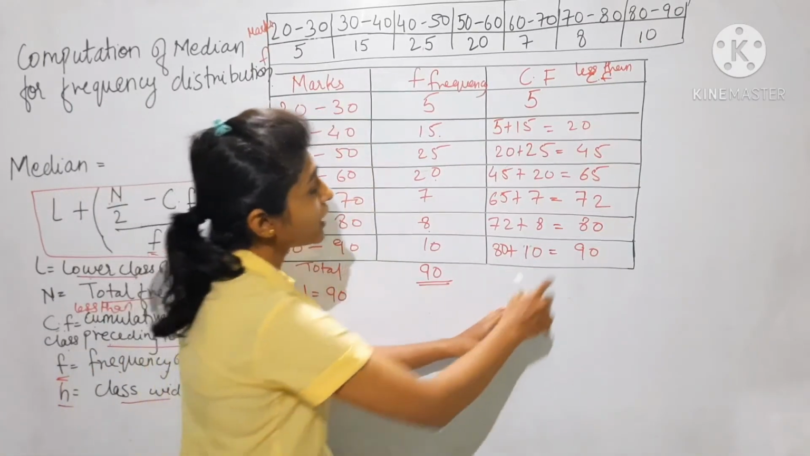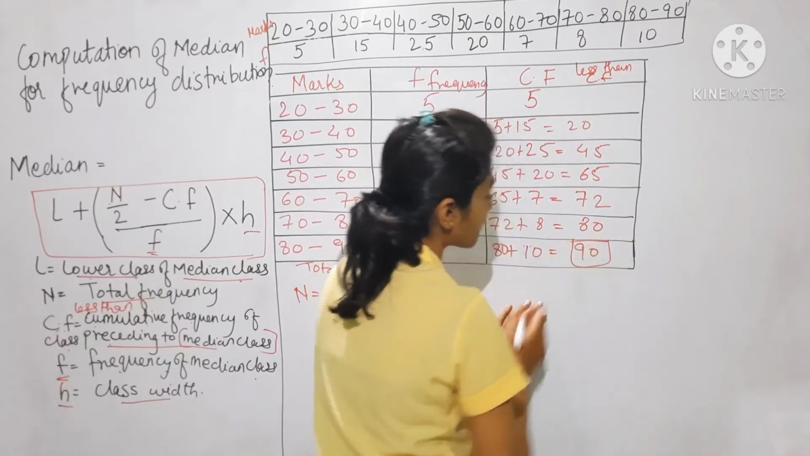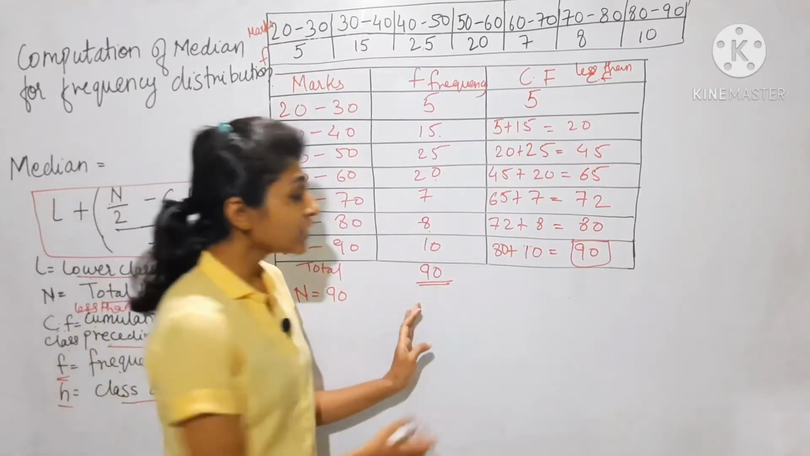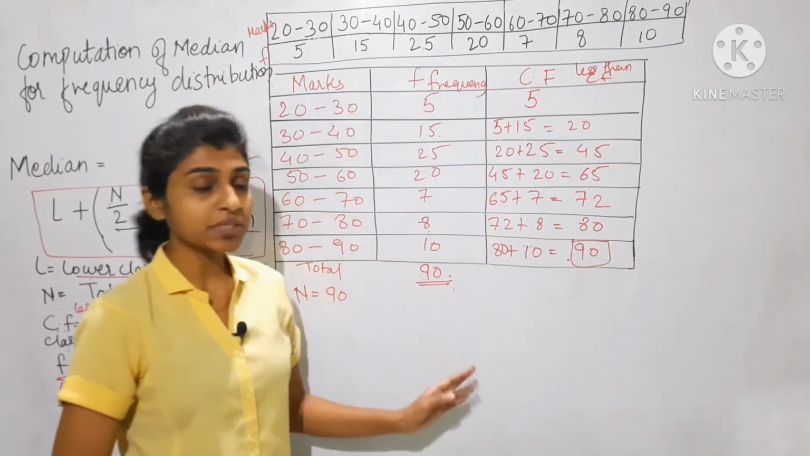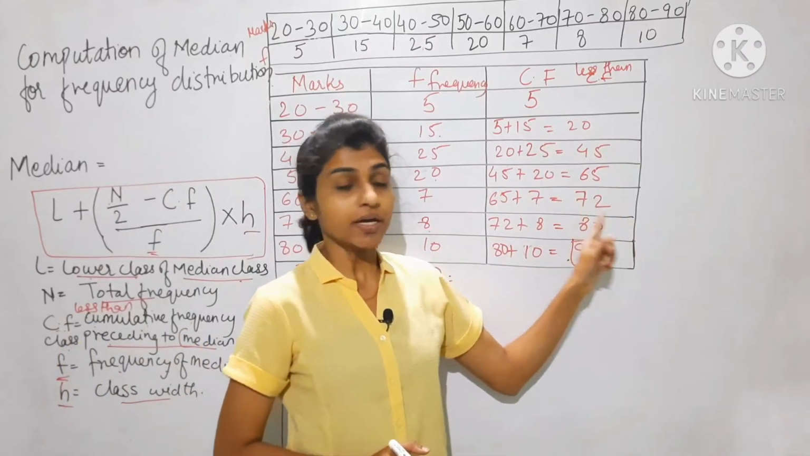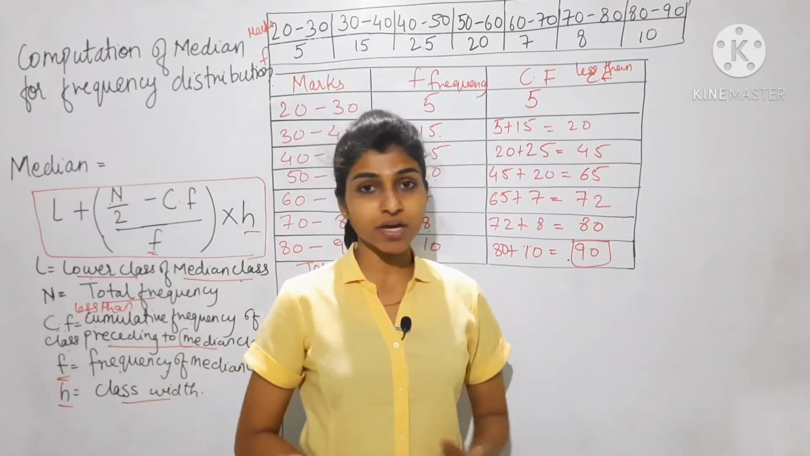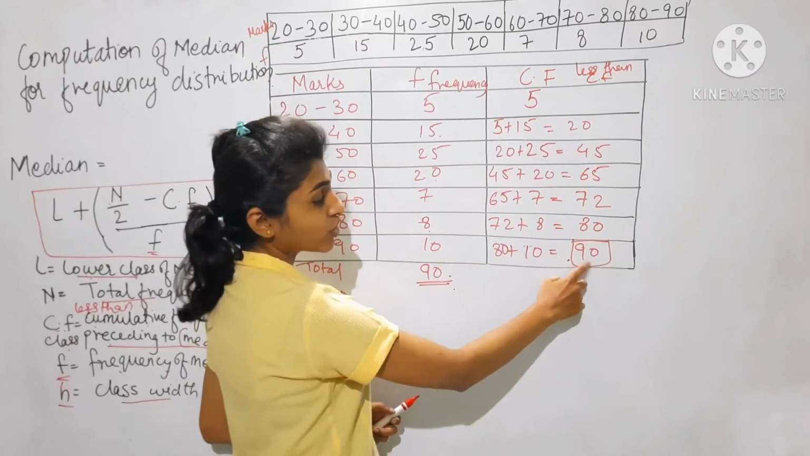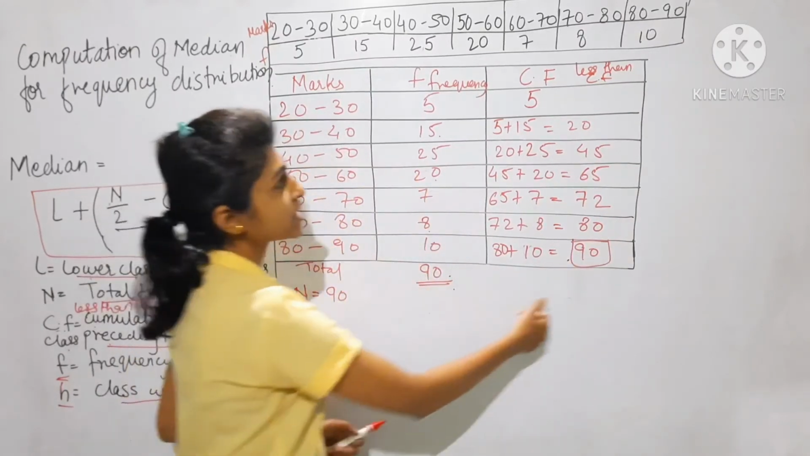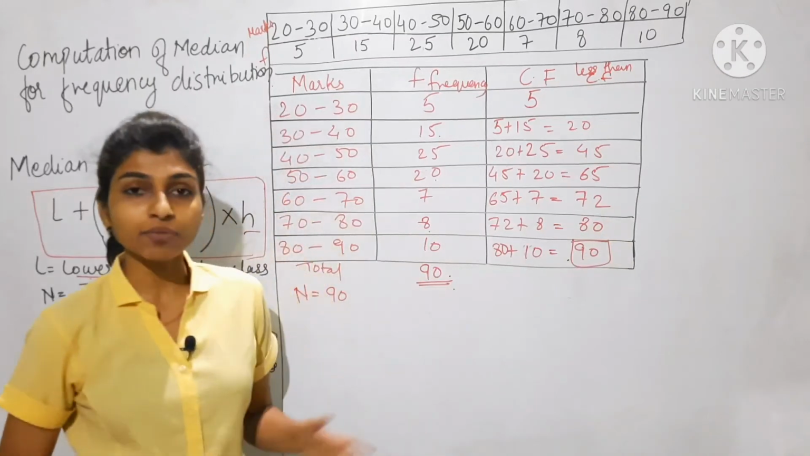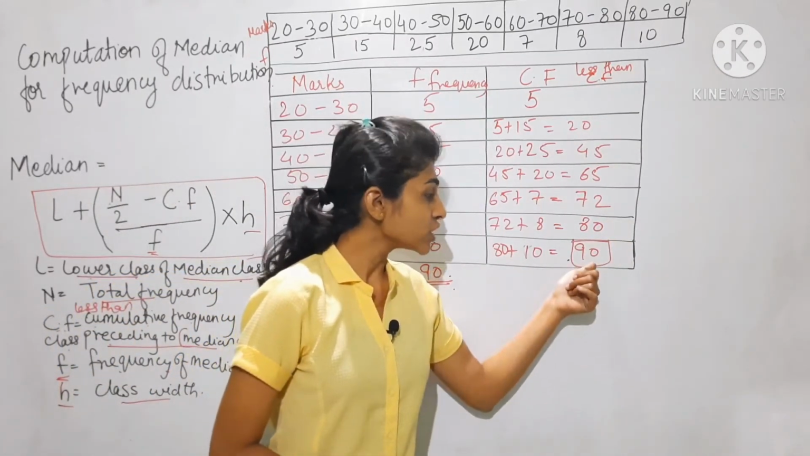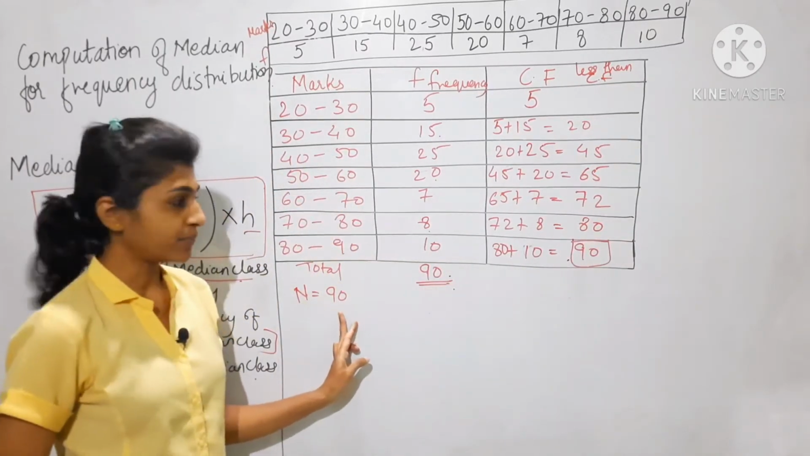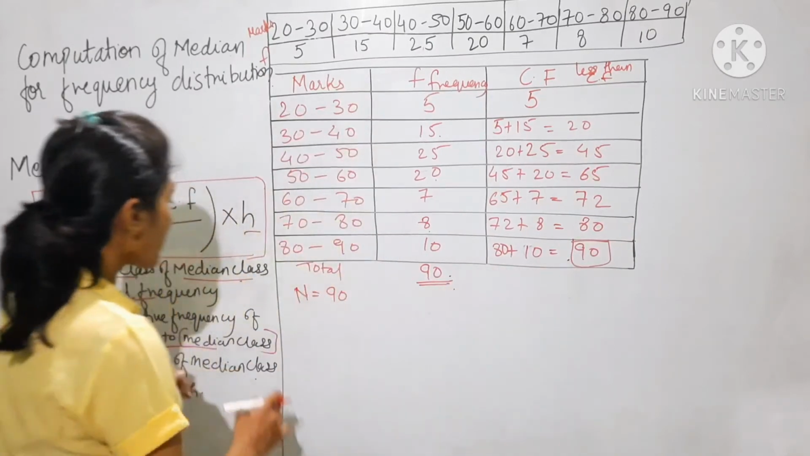Now see, for less than cumulative frequency the total you have got is 90, and for the frequency also the total is 90. If both the numbers do not match, that means you have made some mistake over here. If the totals match, that means your sum is correct. If you make any mistake in this calculation and the total does not match with the total frequency, that means your sum is wrong. So make sure the totals come the same. Okay, so 90 and 90. Clear? So n we have got is 90.